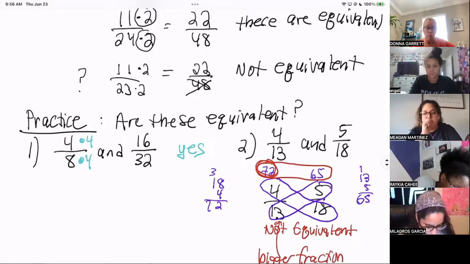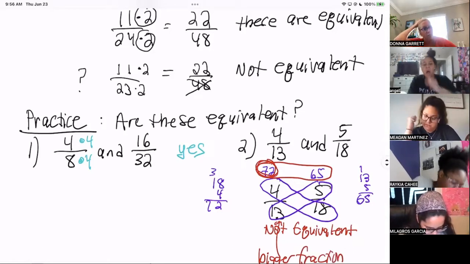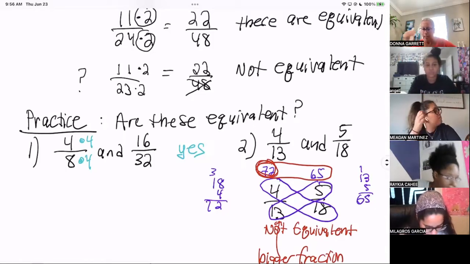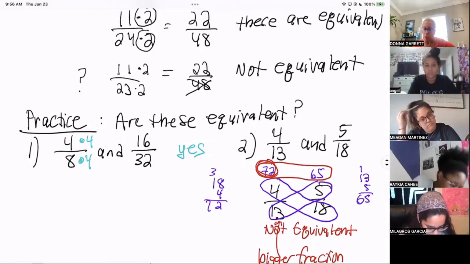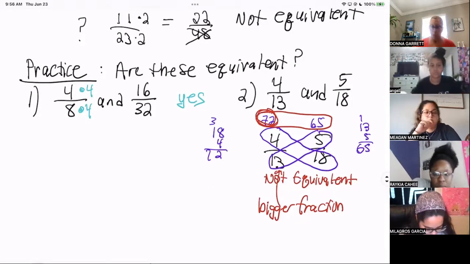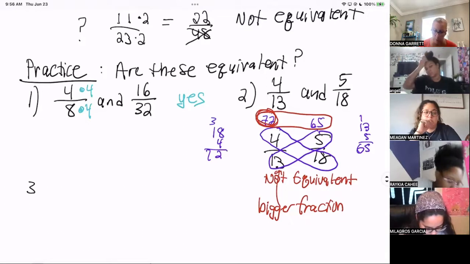If you're ever asked to see if one fraction is bigger than the other, you can tell by cross multiplying. And we're going to do a whole bunch of these, so you'll get it in a minute. You can do this by cross multiplying, and the bigger number is going to be your bigger fraction. It's my favorite way to figure out whether a fraction is less or bigger. Okay, let's do another one.